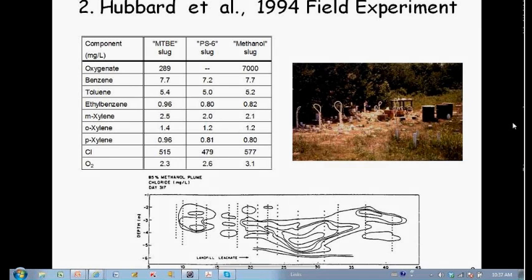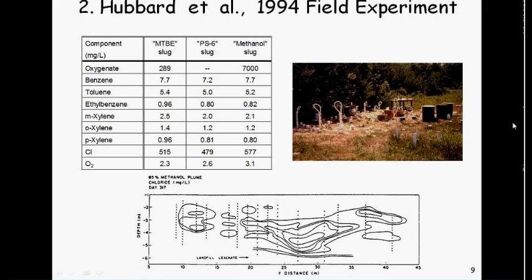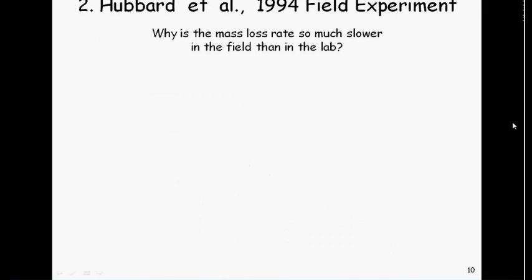Okay, just a reminder from the lectures we had. We were talking about this plume that Hubbert created, where we had BTX dissolved in water moving through the Borden aquifer. And we asked the question, why was the mass loss rate slower in the field than in the lab?